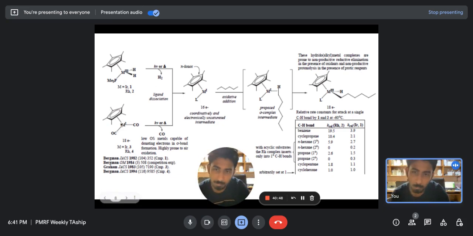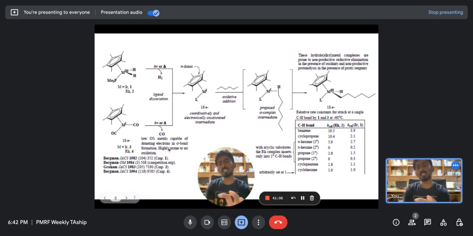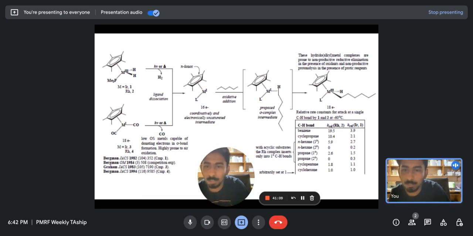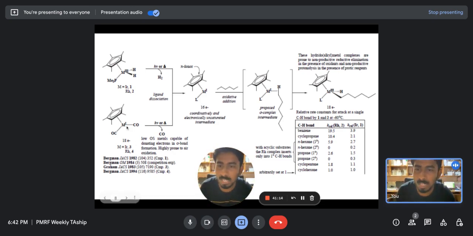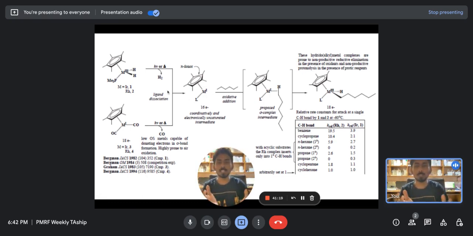The same forms in the case of this molecule also. This is Cp star M(CO)2. I have already told you about the earlier examples how these molecules react under photolytic or thermal conditions. The CO molecule gets eliminated, and we are left with these 16 electron species. Now you can have a look at a line: low oxidation state metals capable of donating electrons in sigma bond formation are highly prone towards air oxidation. So here we have a metal in the +1 state, and M(I) states are very much prone towards getting oxidized by air.